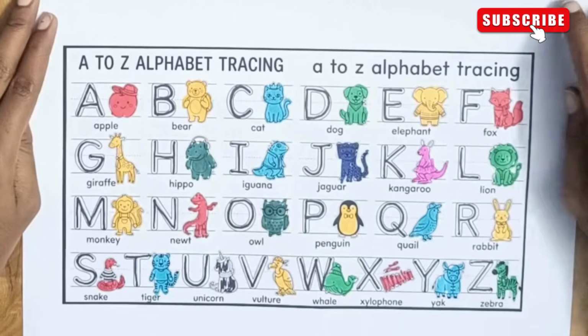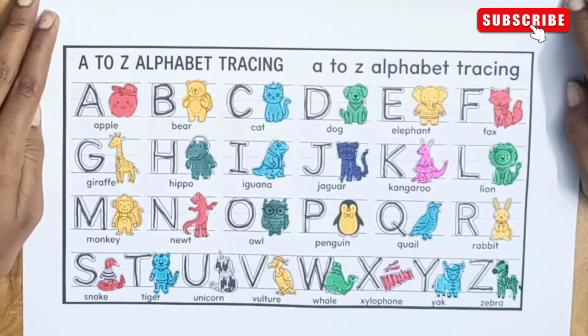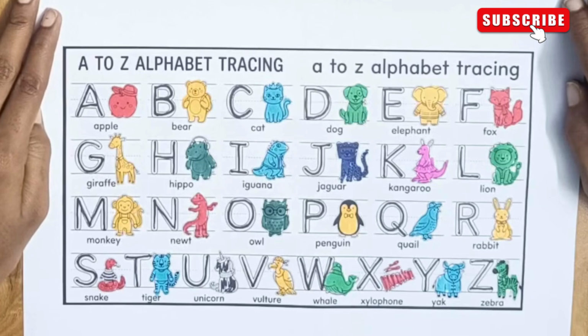Okay kids, this is alphabet tracing. See you in the next video, learn shapes and new colors.